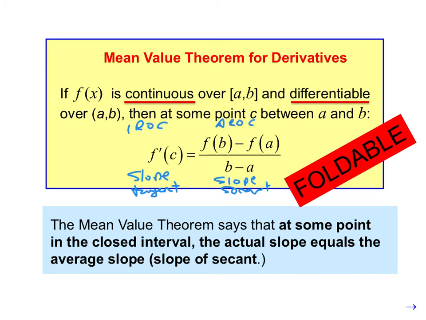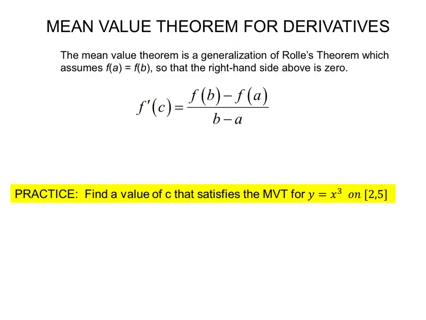So the instantaneous slope, the slope of the tangent line, will equal the average slope on an interval as long as the function's continuous on the closed interval and differentiable on the open interval. So pause me here and make sure you get this back onto your foldable. Again, we're going to see a mean value theorem for antiderivatives in a minute. Practice this real quick here.